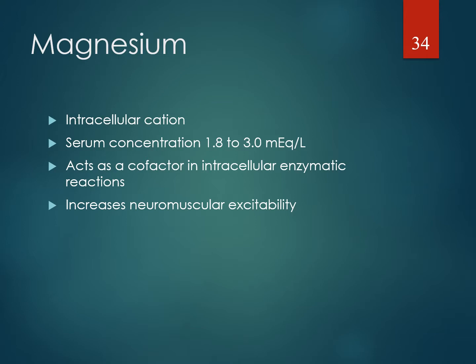Magnesium is an intracellular cation. Serum concentrations are 1.8 to 3.0 milliequivalents. It's a major intracellular electrolyte second to potassium. It acts as a cofactor in the intracellular enzyme reactions. It increases neuromuscular excitability. Imbalances of magnesium are rare. The kidneys and small intestines are responsible for magnesium metabolism. Half of the body's magnesium is stored in bone. It's ingested with dietary intake of green leafy vegetables.